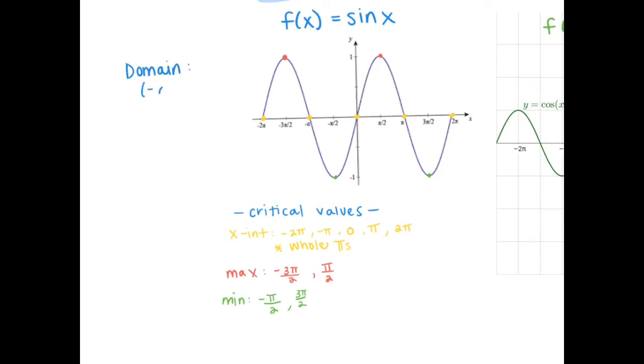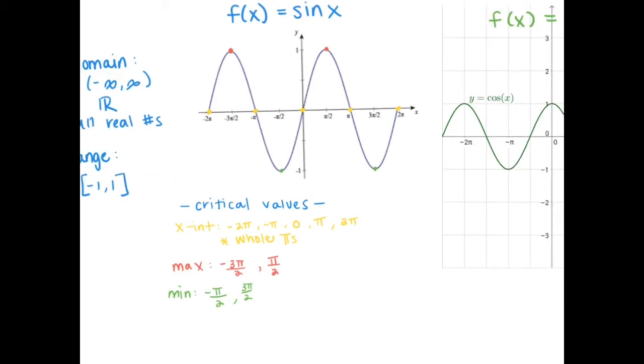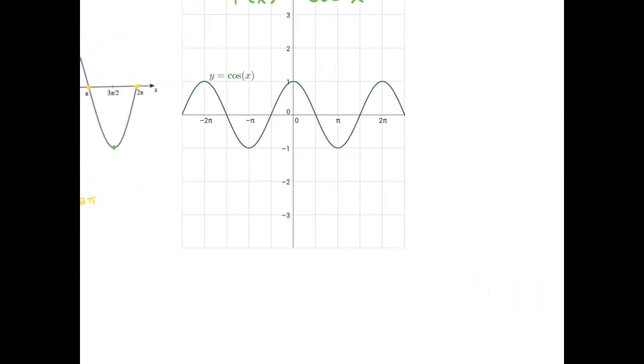So now let's talk about domain. Domain is negative infinity to positive infinity, which also can be called all real numbers. Your range, your y values, they are going to be from negative 1 to 1. We're going to give that a special name in a second.